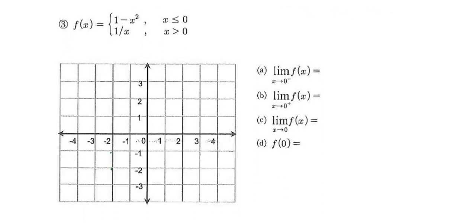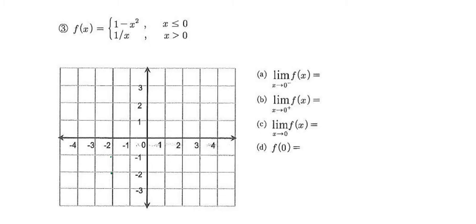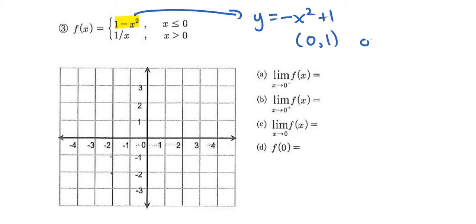All right, so for question number 3, we're given 2 functions this time. I have another parabola there, and if I rewrite that parabola, I can rewrite that as y equals negative x squared plus 1. If I rewrite it like that, then my vertex is going to be (0, 1), and this thing opens down.